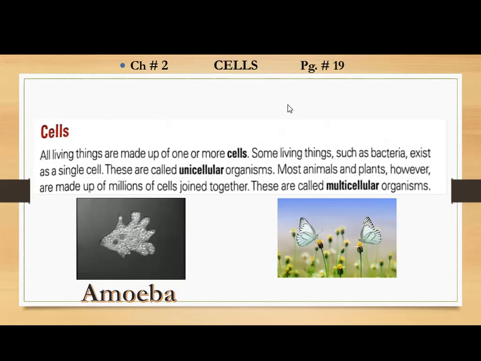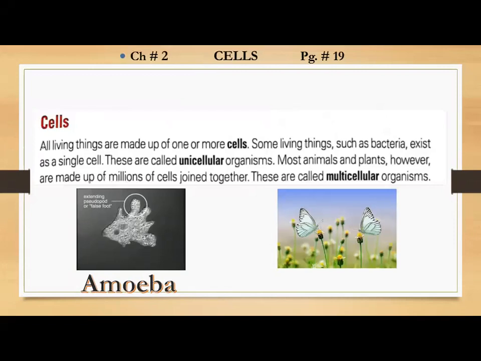So let me revise the things again for you: those organisms whose bodies are made from only one cell are called unicellular organisms. For example, amoeba, you can see here in this picture, this is amoeba, okay? Their body is made up of only one cell. And other examples of unicellular organisms are Chlamydomonas, Euglena, Paramecium, bacteria, all of them are called unicellular organisms.